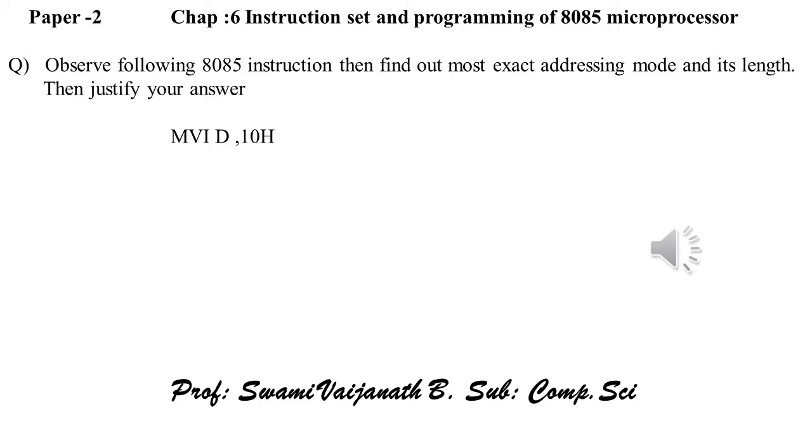Hello, the instruction MVI D, 10H. The length of this instruction is 2 bytes. Why is it 2 bytes? Because one operand in the instruction is 8-bit immediate data. The 8-bit immediate data is any one of 00H to FFH. Whenever this appears, its length is 2 bytes.